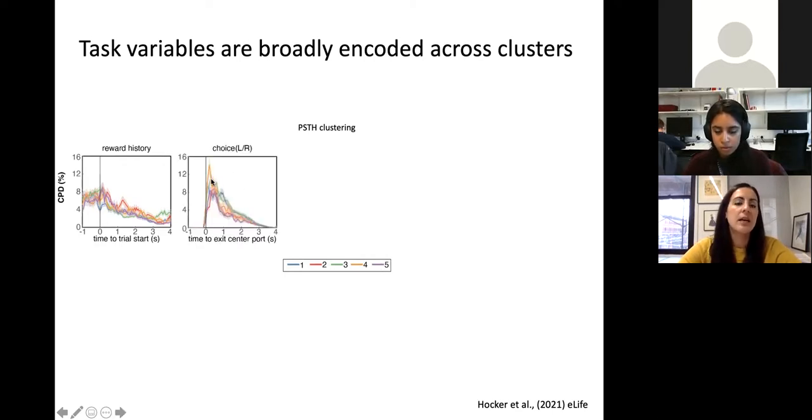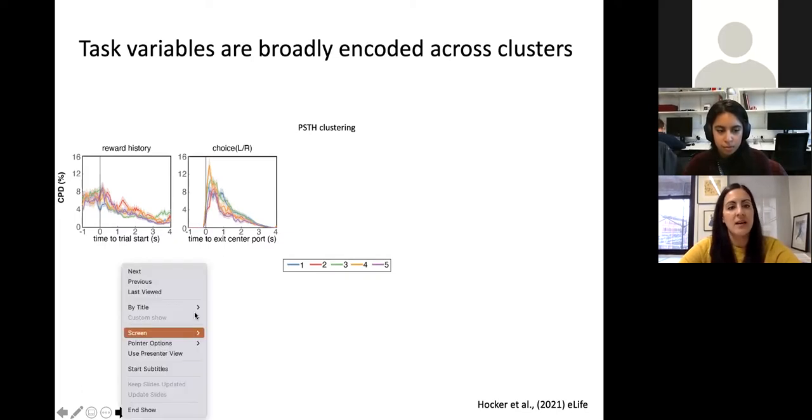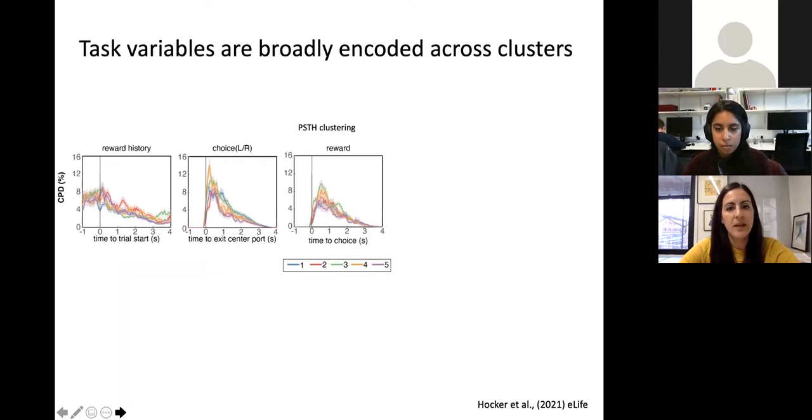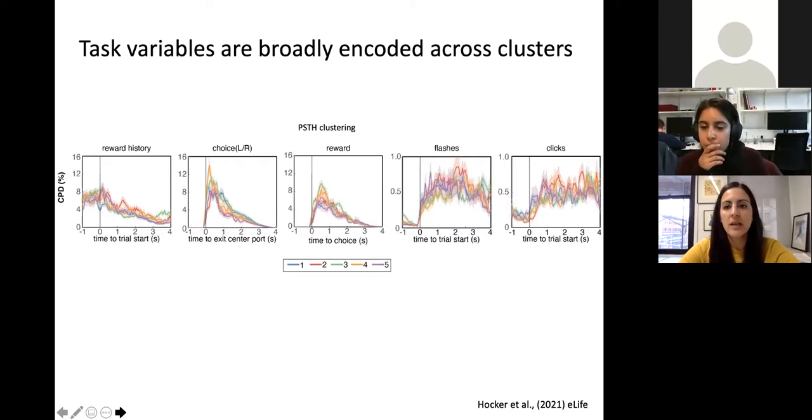Similarly, they all have pretty strong encoding of left-right choice around the time of choice. They all have pretty strong encoding of reward. And they all encode both flashes and clicks during the Q period, although one thing to note is that the magnitude of CPD is an order of magnitude lower than for the other covariates, right? So these are on a different y-axis. And so there's actually very weak encoding of the stimuli that convey reward attributes, which was pretty surprising and not what we were really expecting.